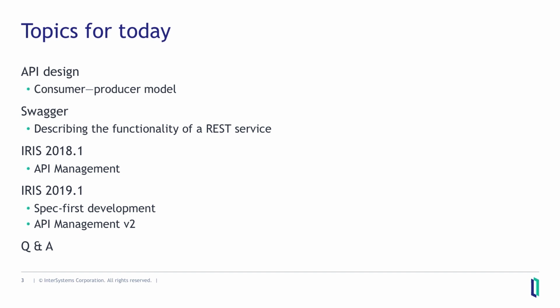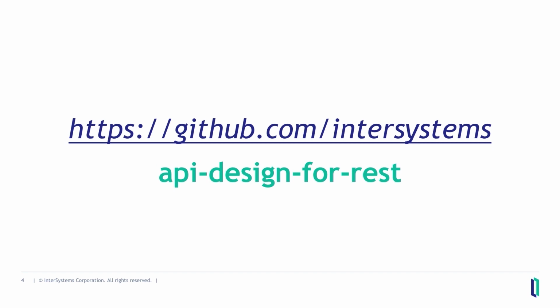And we have time allotted at the end for questions, so please hold those to the end. I'm going to be demonstrating some code, a couple example Swagger specs, things like that through the course of the presentation. And those are all available right now, if you are curious, on our GitHub page at the repo API Design for REST. But keep in mind, as I said, the spec-first development will not be added until Iris 2019.1, so some of the things there will not be as useful as they could be just yet, but if you're watching this on video, Iris 19.1 may already be out, so I encourage you to take a look.